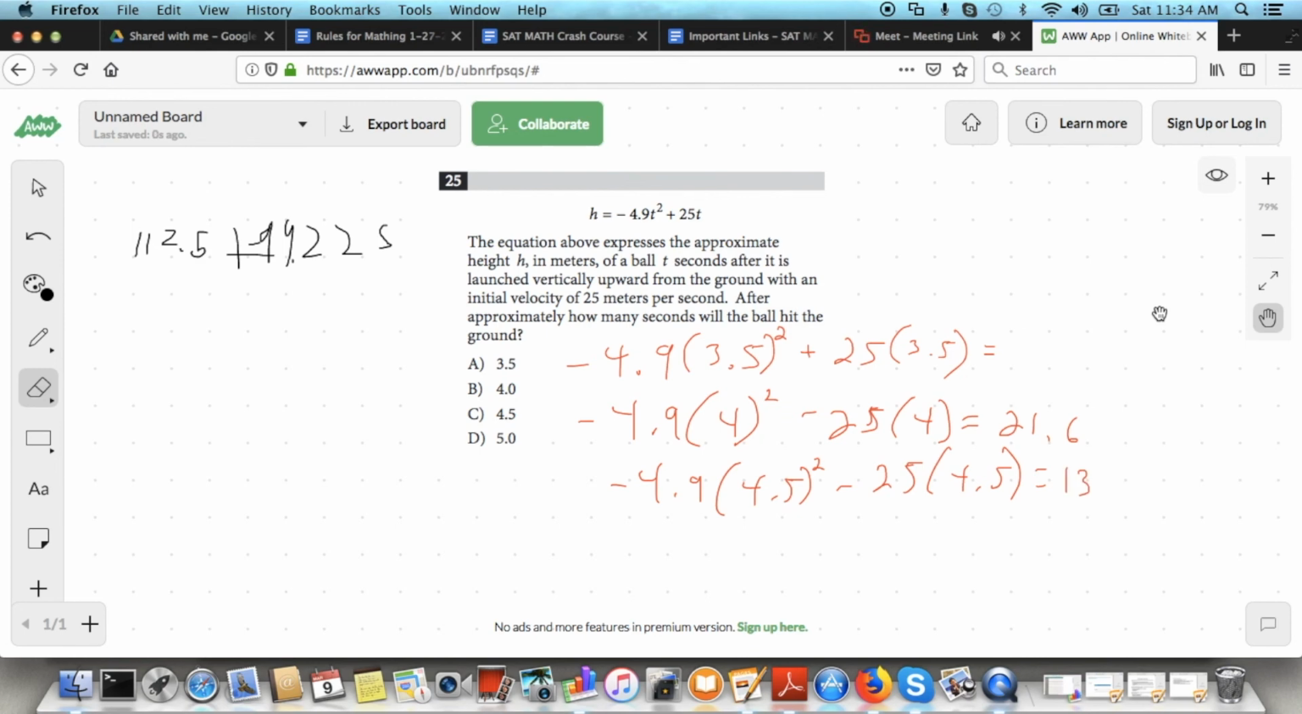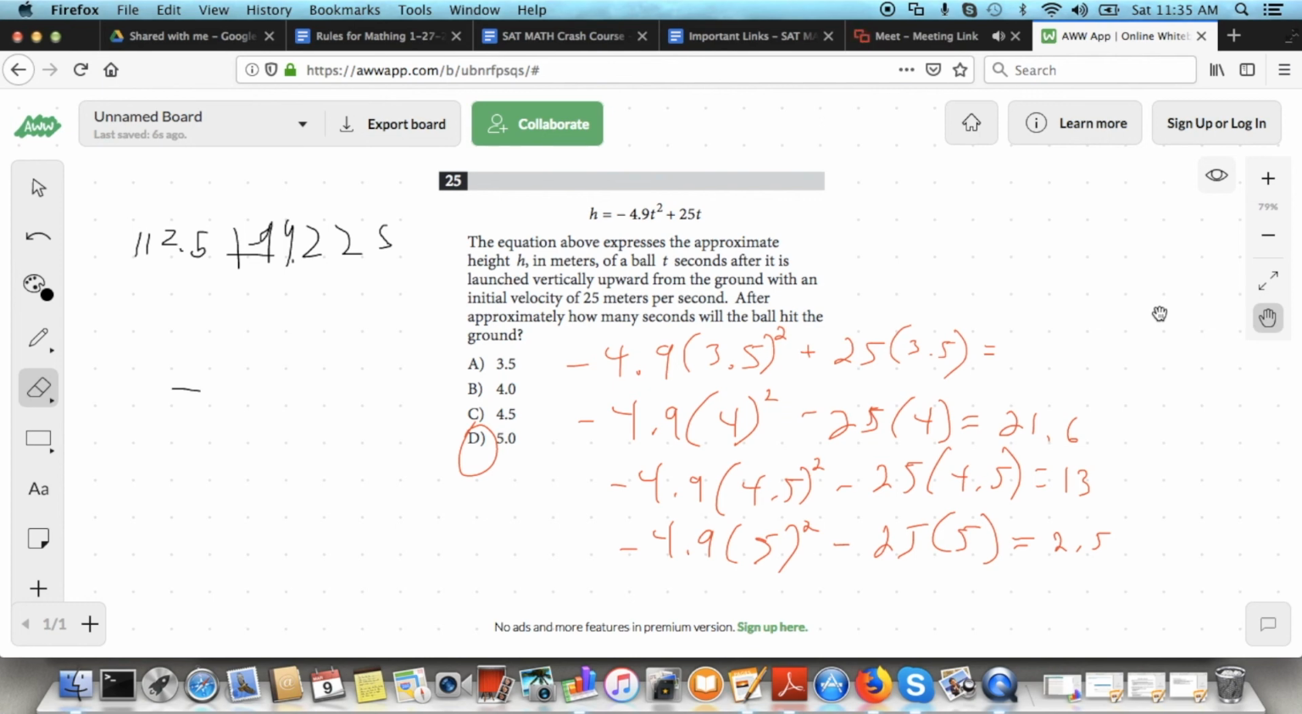Let's try D. I mean, at this point, since all the other ones are wrong, you'd just automatically do D, though, right? D is looking good, but notice it says after approximately how many seconds. So it's not going to be so exact, right? So let's plug in D to be safe. And after calculating this, it's 2.5. So the closest is D. Questions about that?